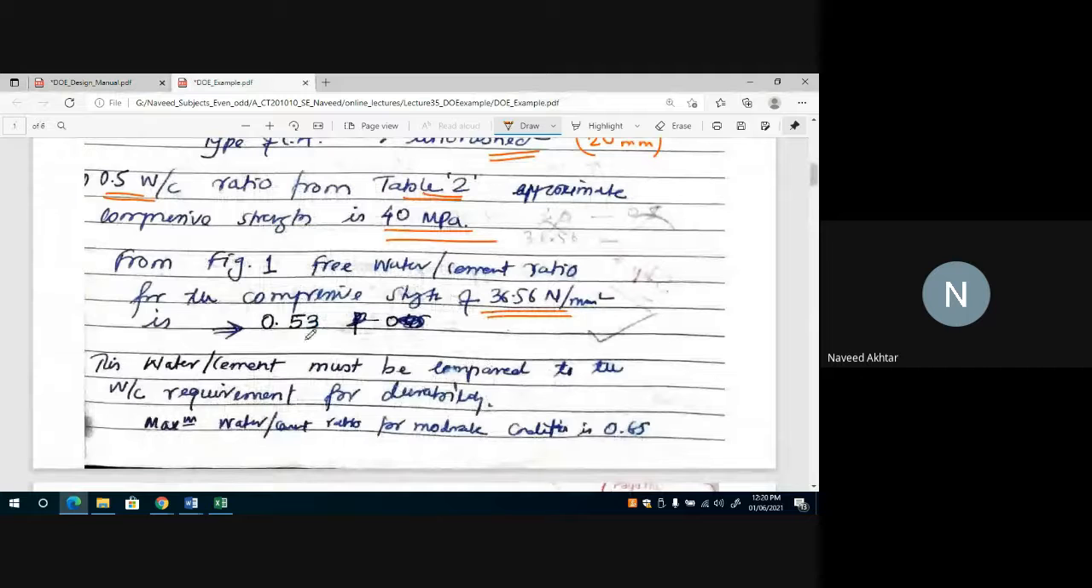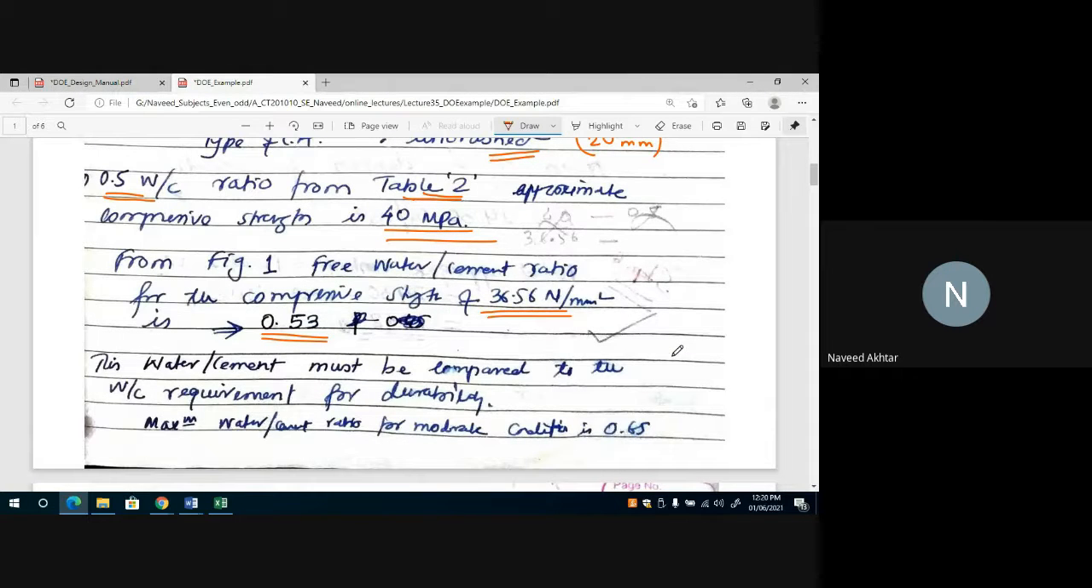So this dotted line is coming down. You can see here the water to cement ratio at this place is 0.5, 1, 2, 3, 4, 5. So it is 0.51, 0.52. So it is in between 0.52 and 0.53. So we'll consider the water to cement ratio in this case for form number is nothing but 0.53.